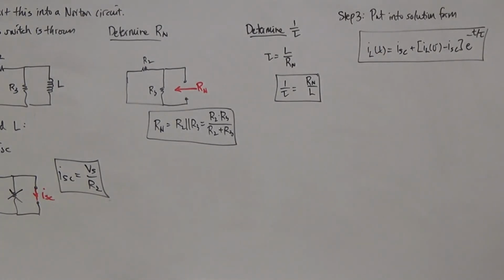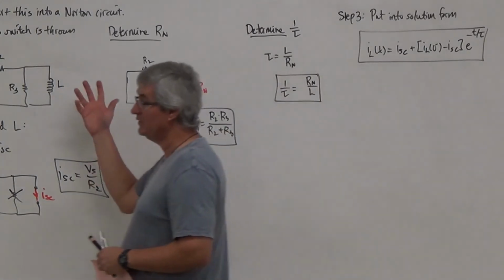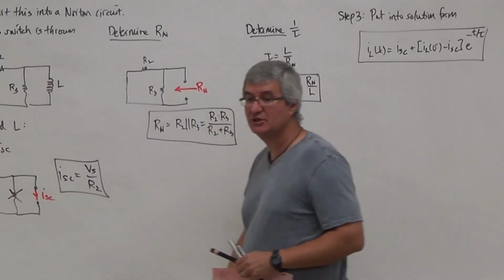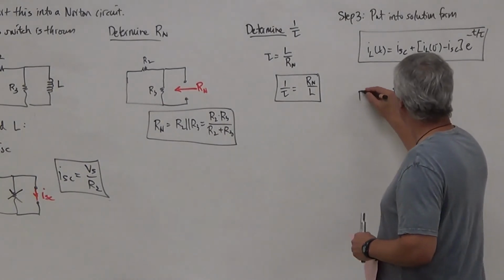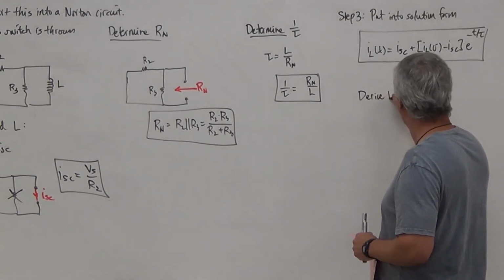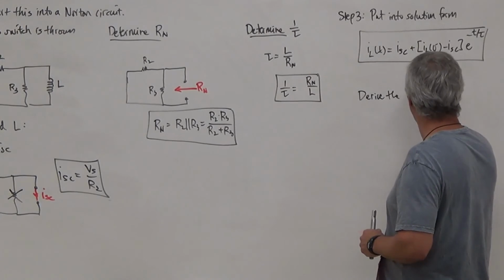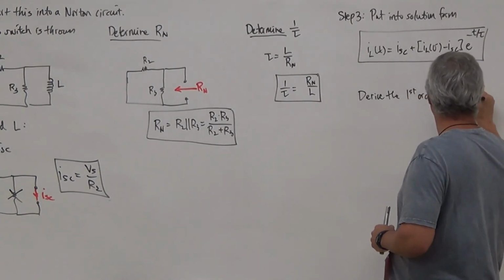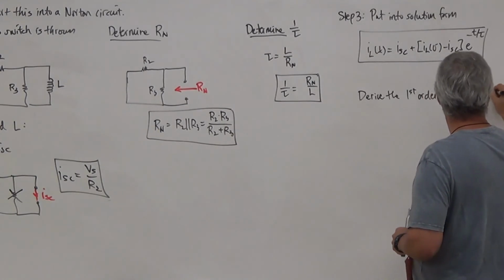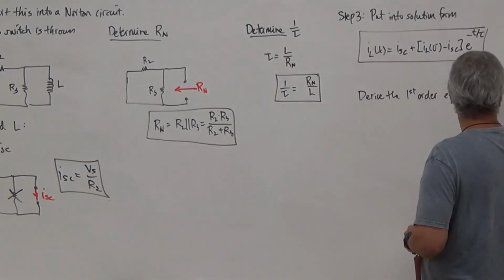So I'm going to use the exact same techniques, just like we did before. The question is, why can I use those exact same techniques? Because the differential equation must be the same. So we can derive the first order equation using the Norton form.